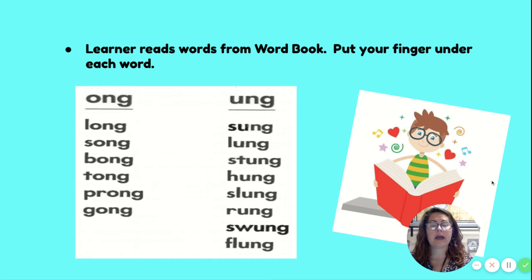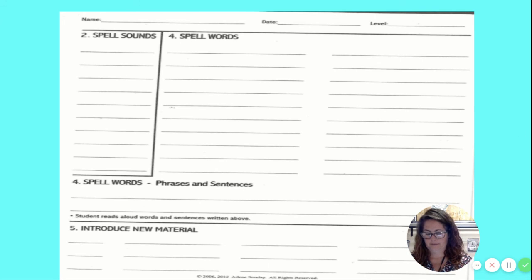Okay. Now we're going to practice reading words that have the new sounds we've learned, ong and ung. So pause the video for a second, take your finger under each word and sound out the word, but come back and say the word as a whole word. Take a minute and pause the video so you have time to read these words. Okay, now we're on to spelling.